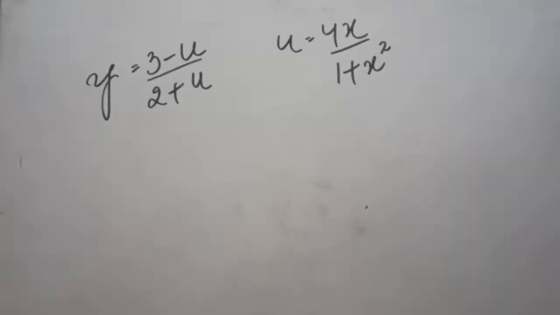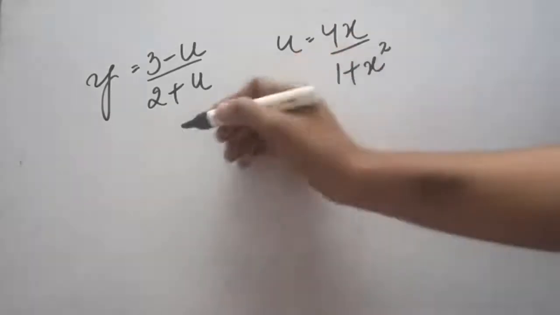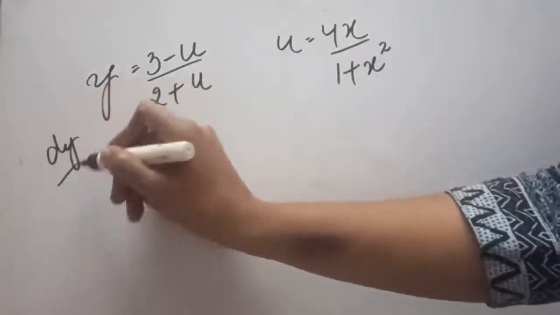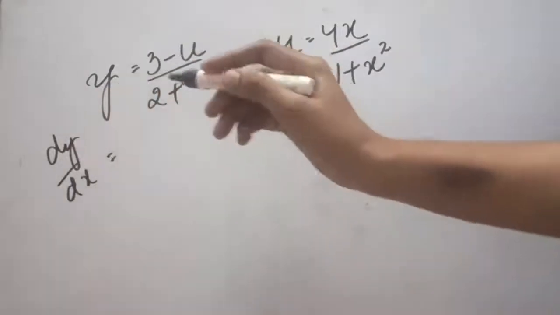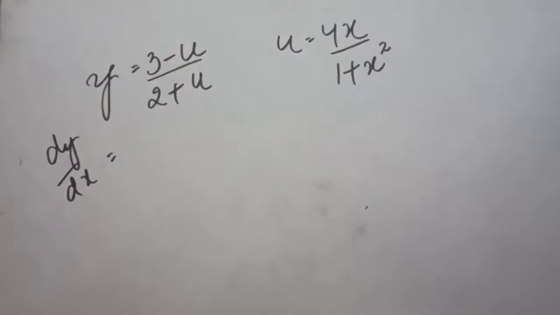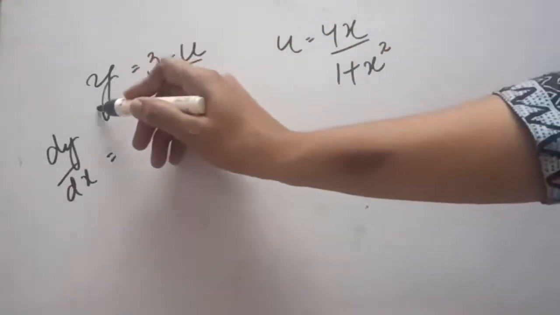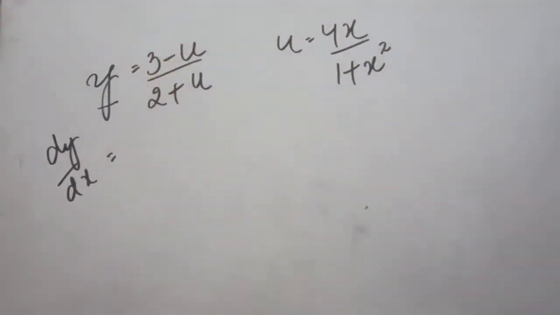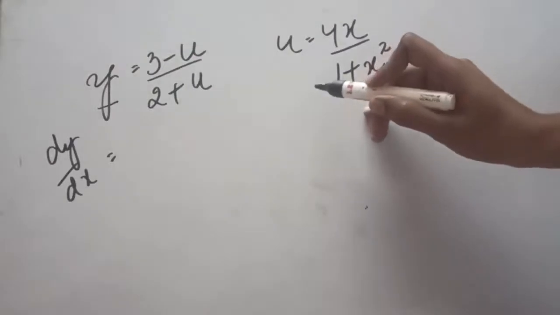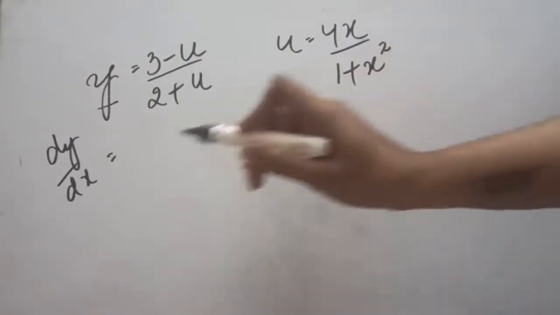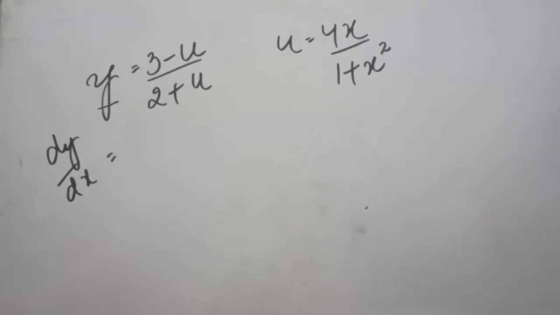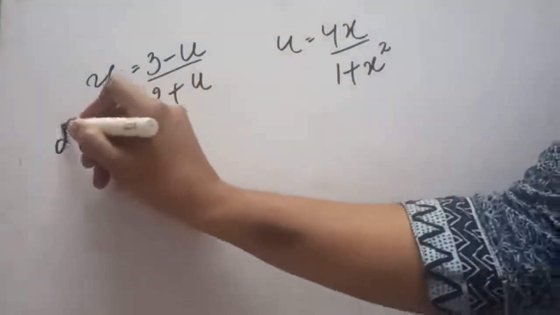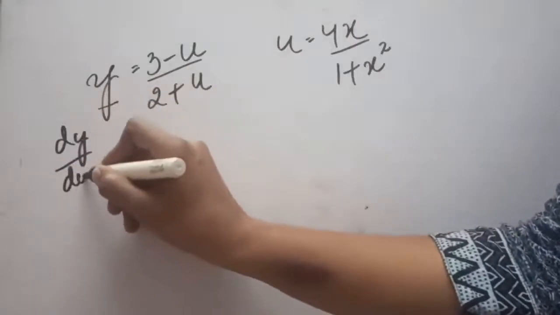In this question, we have been told that you have to calculate the derivative of y with respect to x. So we have to calculate dy upon dx. Now here we have been given that y is a function of u. So from here we can find out dy upon du, and from here we can find out du by dx. So ultimately we will reach dy upon dx. So let us first calculate dy upon du.